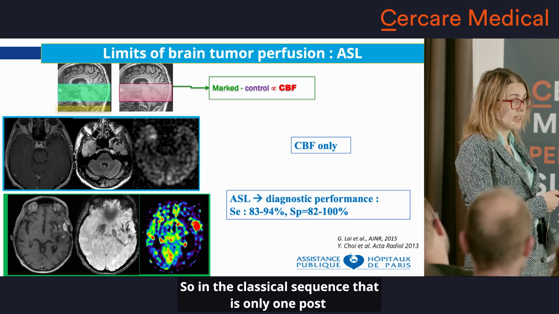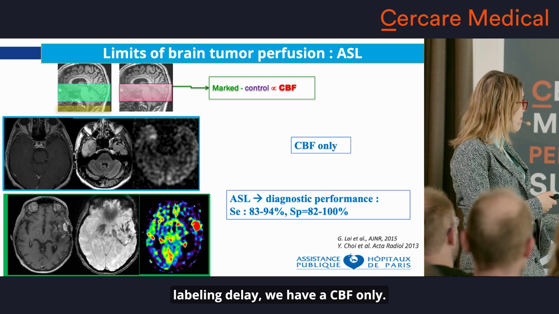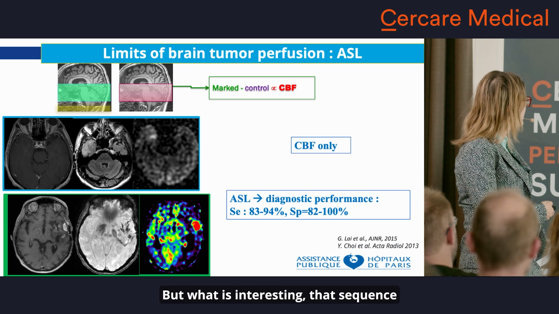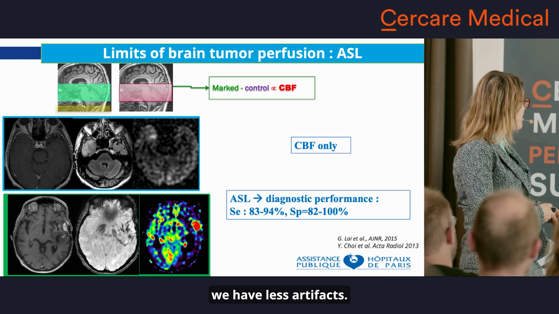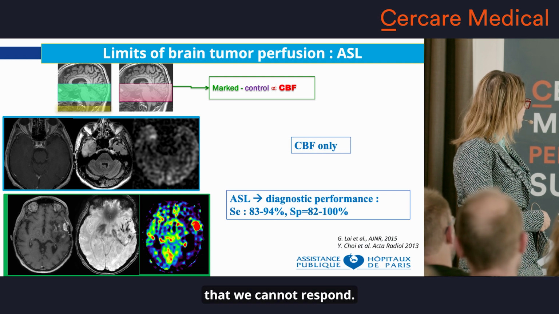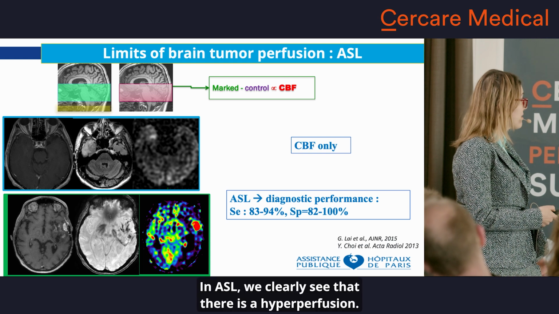So in the classical sequence, that is only one post-labeling delay, we have a CBF only. But what is interesting is that the sequence is quite dependent on providers, but some have fewer artifacts. So like in this case, we've seen that we cannot respond. Here in ASL, we clearly see that there is a hyperperfusion.